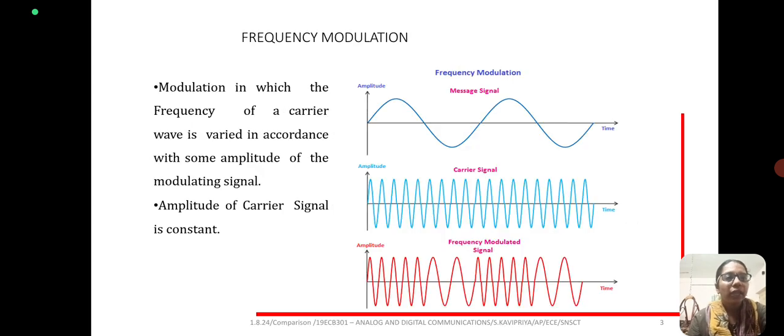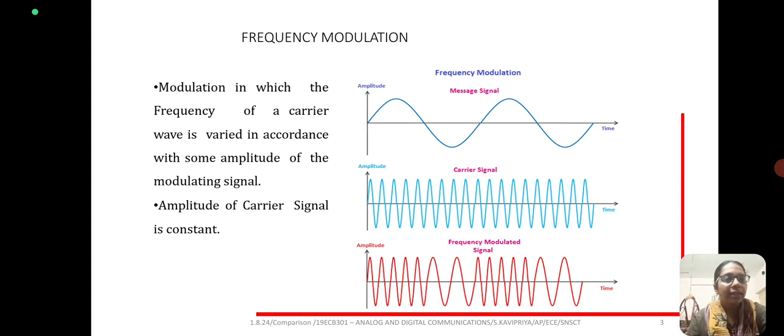And next is frequency modulation. In frequency modulation, the frequency of a carrier signal is varied with the amplitude of the message signal. In the diagram, the first graph indicates a message signal, the second one is a carrier and the third one is a frequency modulated signal. Based on the amplitude of the message signal, the carrier signal frequency will change. So it will be different for the T on and T off. The amplitude of the carrier signal, whereas, is kept constant.